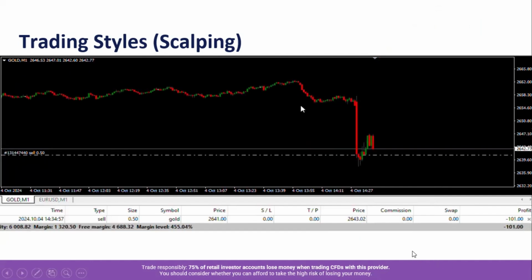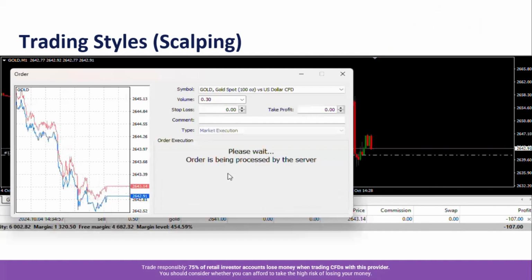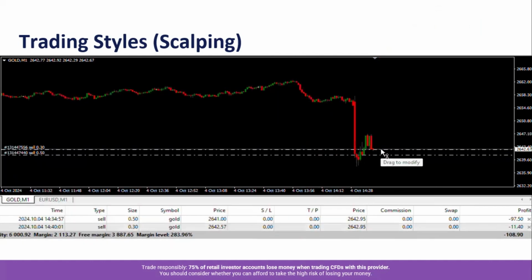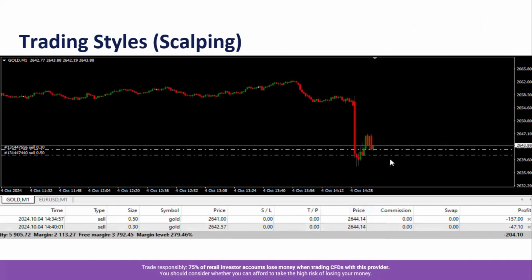I should be able to open another one. I think another sell. Yes, it looks like the market is going down. So I had another sell open. You can see immediately I started trading already 2.5 pips. Yeah, I think it's 2 pips. I'm saying you have to be very fast. You have to be quick with your hand.